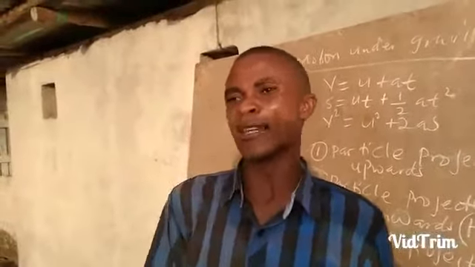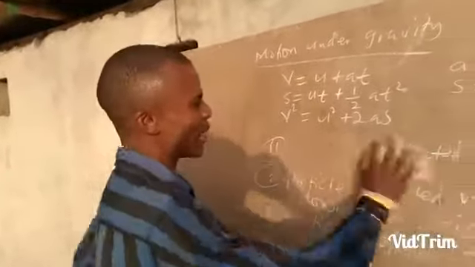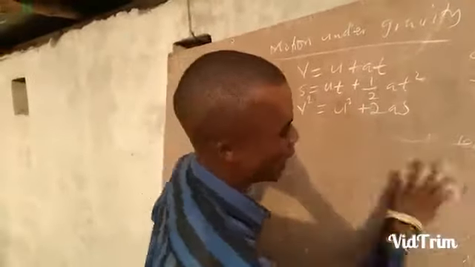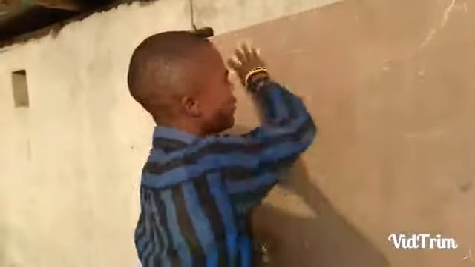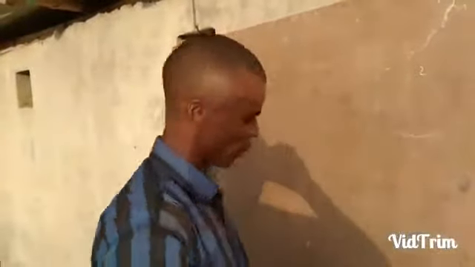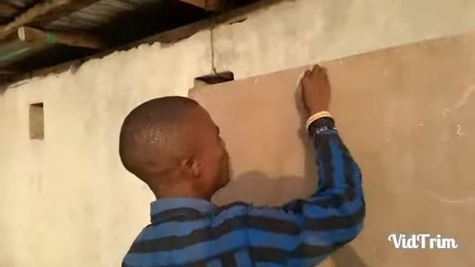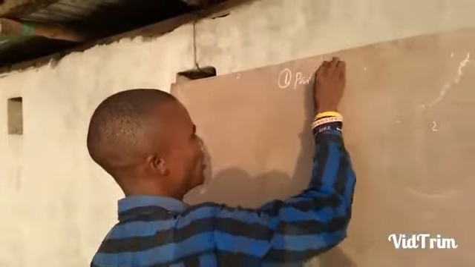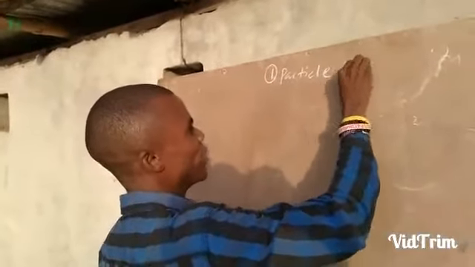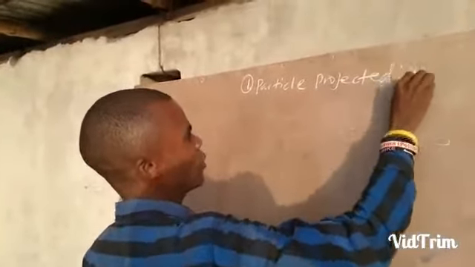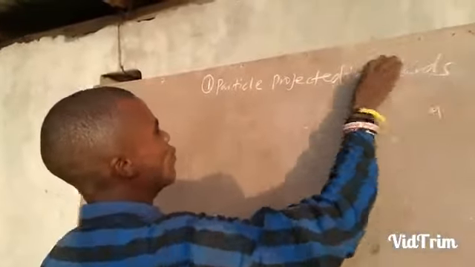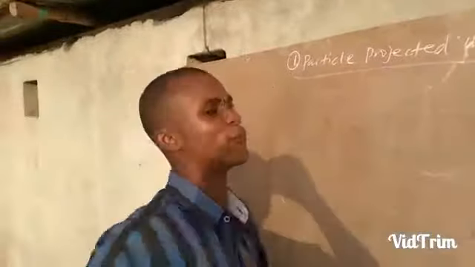Now we want to look at the first one. We'll be looking at them one after the other. The first case is particle projected vertically upwards. So preferably when we write particle projected upwards, we mean from the ground.